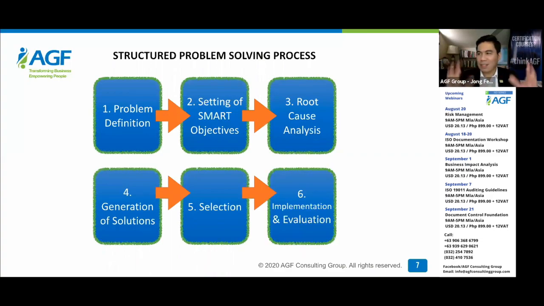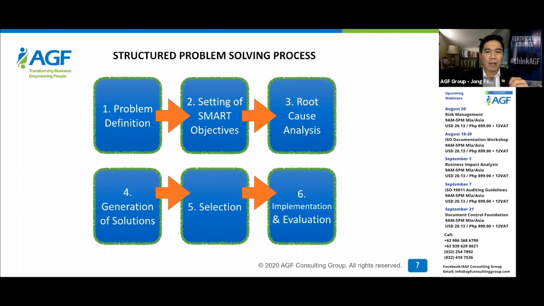So you see, this is a simple 6-step process. Implementation can be as simple as the 5 W and 1 H. What are you going to do now? Who will do it? When are we going to do it? Why are we doing it? And most importantly, how are we going to implement the solution? Okay. And then do not forget the evaluation there. I mentioned evaluation, by the way.